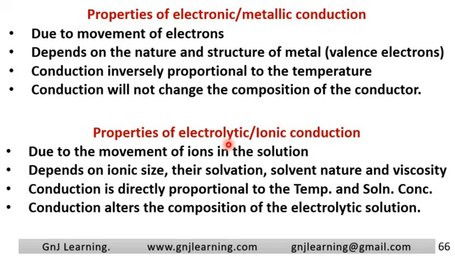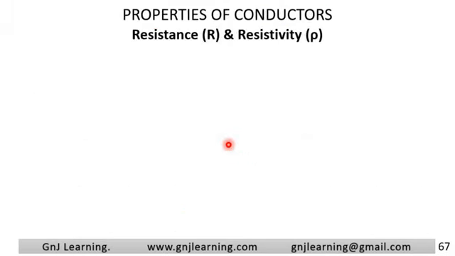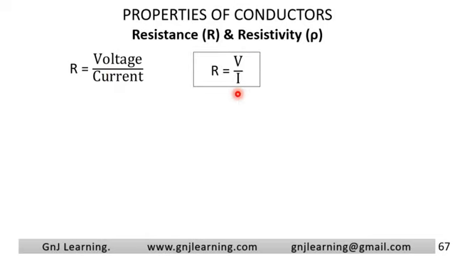Next we will look into general properties of conductors. First is resistance and then resistivity. In lower classes we have learned about the famous relationship V is equal to IR. Voltage is equal to current into resistance. You can also write it like this: R is equal to voltage by current, or R is equal to V by I.